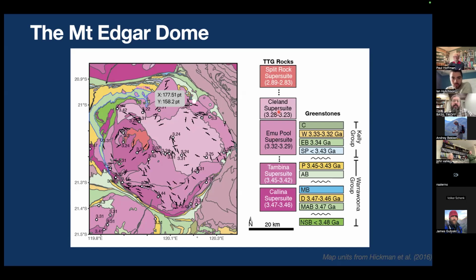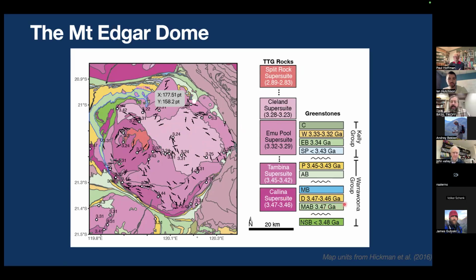And then there's this Cleland supersuite, which is younger, and forms the middle of the suite. There is this Split Rock Supergroup, which occurs in one place in the western part of the Mount Edgar Dome. It's generally agreed that it doesn't really affect it, and it's post-doming. So I won't talk about the Split Rock Supergroup as we go forward.